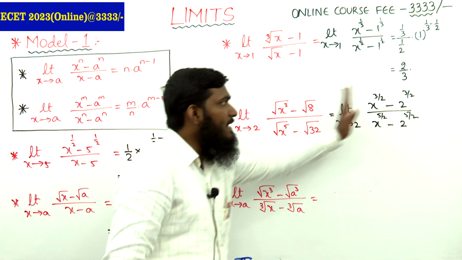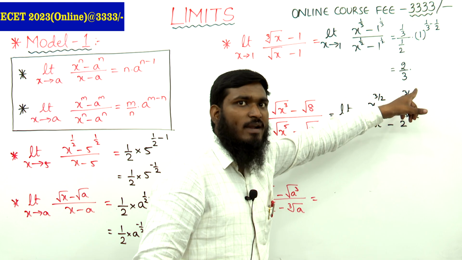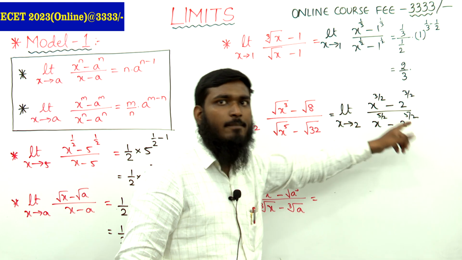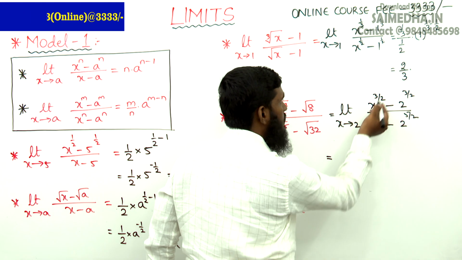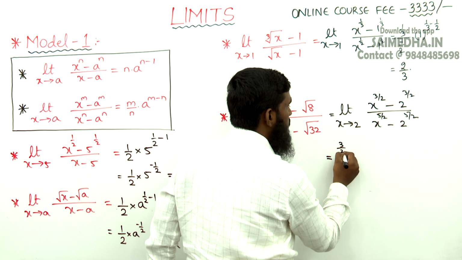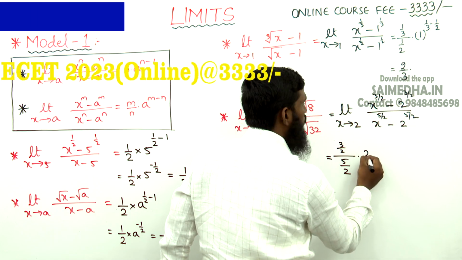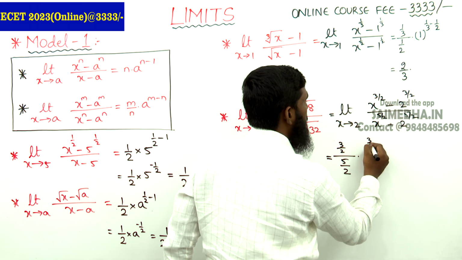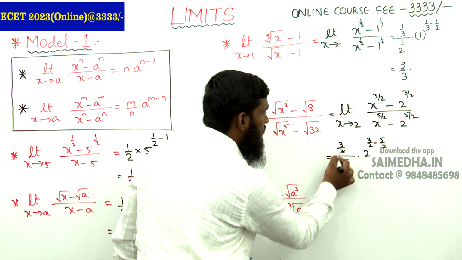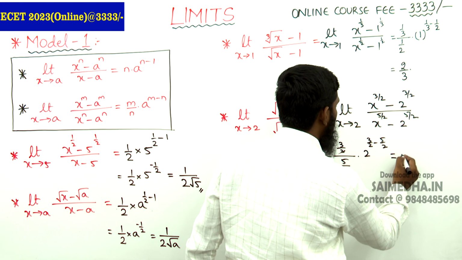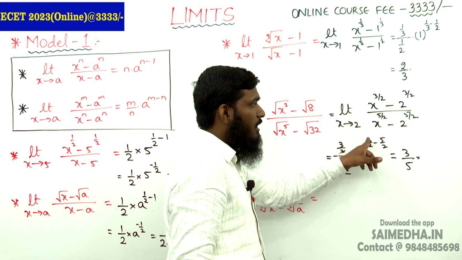After writing this question it will become very easy, because the a values are same, the powers of the numerators are same, the powers of the denominators are same, so directly we have to use the formula. So this equals 3 by 2 divided by 5 by 2, into, what is the a value? 2. What is m minus n? 3 by 2 minus 5 by 2 we have taken over here. So this 2 gets cancelled, and we are getting the answer as 3 by 5 into 2 power 3 by 2 minus 5 by 2.